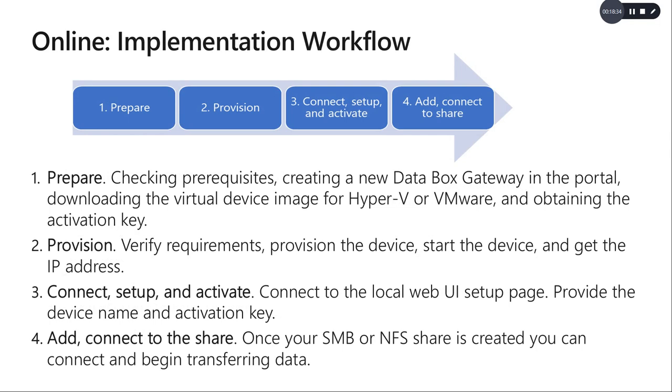And the online workflow, right? How to implement that. So you prepare: check the prerequisites, create a new DataBox Gateway virtual device image for Hyper-V or VMware, and obtain the activation key. Provision and verify requirements, provision the device and get the IP address. Connect and activate. So connect to the local web UI, set up the page, provide the device name and activation key, and connect to the share and begin the transfer of the data.